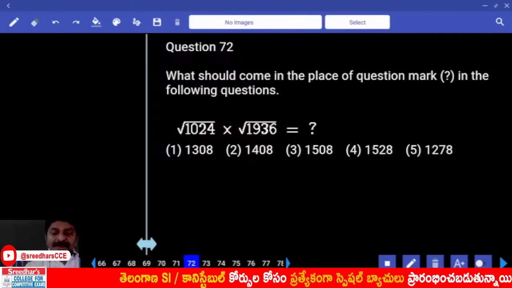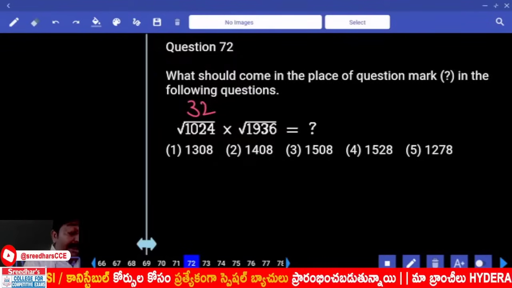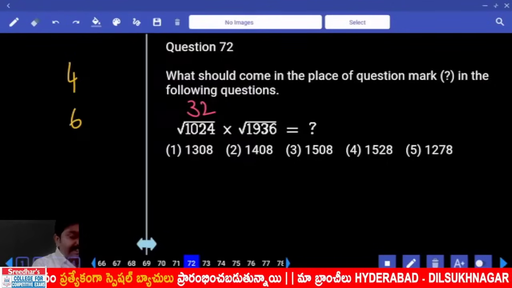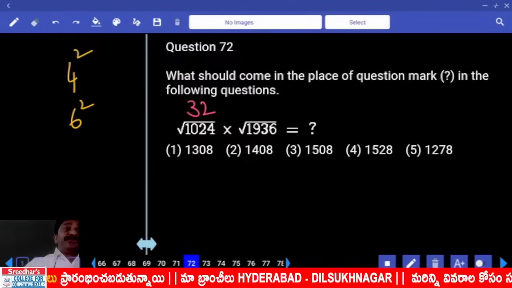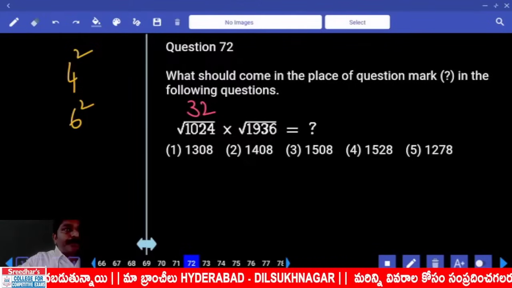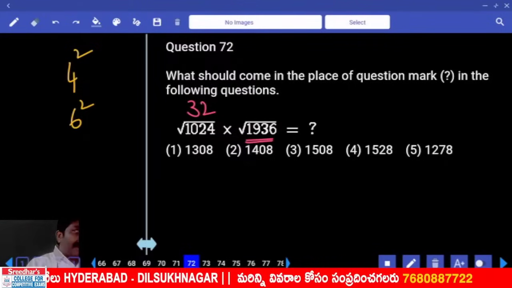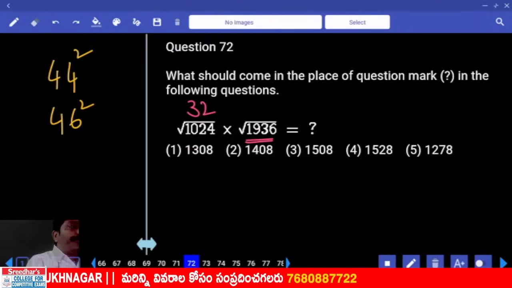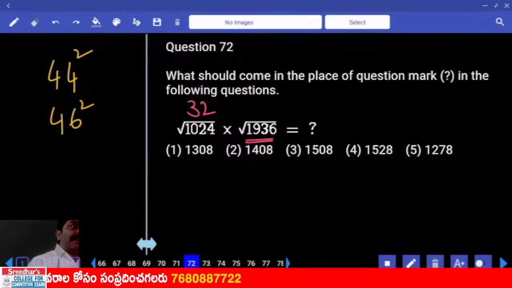Under root of 1024. 32. 1936. 4 square ends with 6. 6 square also ends with 6. Correct? Right. What is 40 square? So, it is more than 40 square, right? That should be either 44 square or 46 square. Got it? So, between these two we have 45 square.